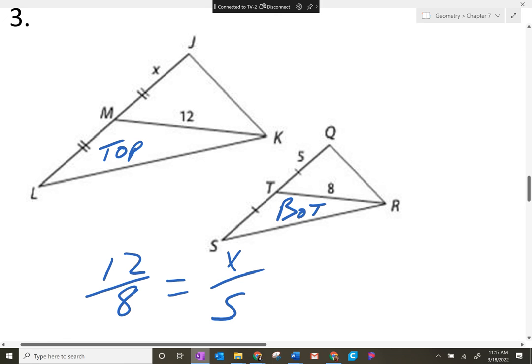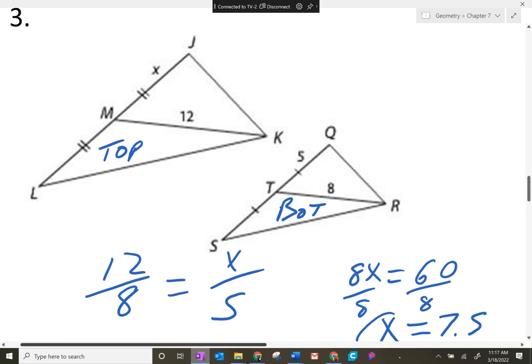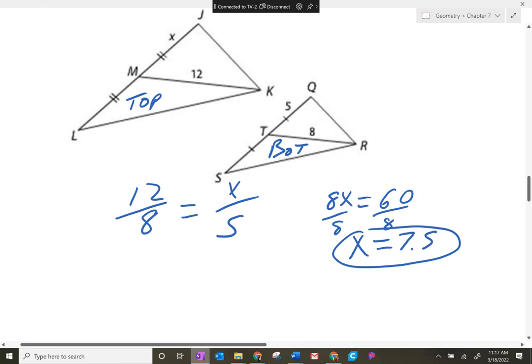You guys did the cross multiplication perfectly. You did 8x equals 60. Divide both by 8. Your final answer, x equaled 7.5. Perfect. You guys doing great. Feeling good on that stuff?